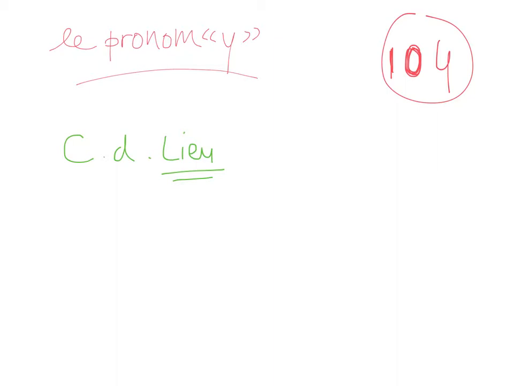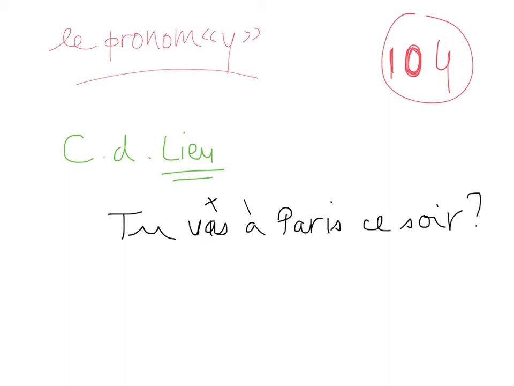Donc une question très facile. Tu vas, are you going to Paris? Tu vas à Paris ce soir? You could answer je vais à Paris, but we are not in Form 1, right? So we are going to say, yes, I'm going there. So we are going to say oui, j'y vais. Just like that. Okay? And this is how we use le pronom y.